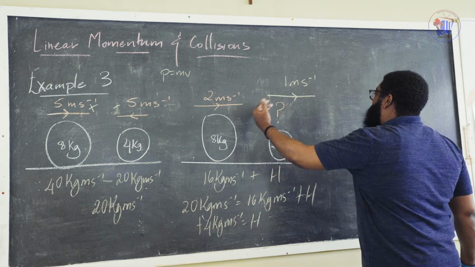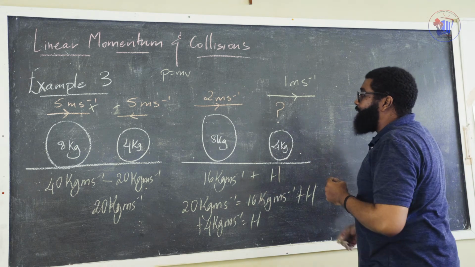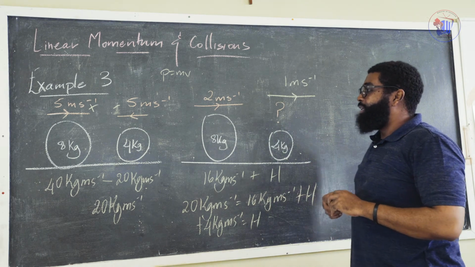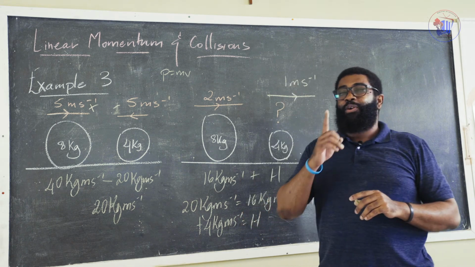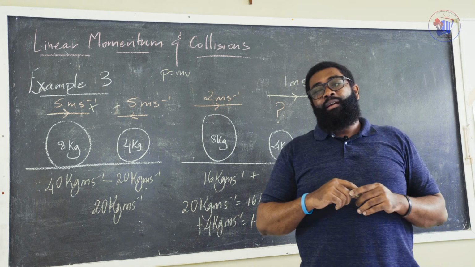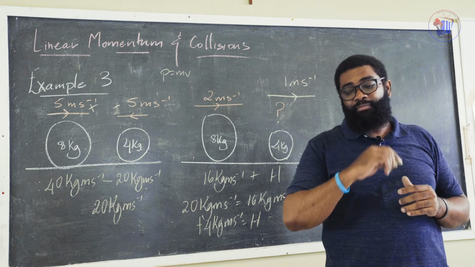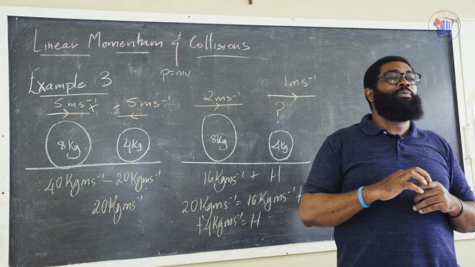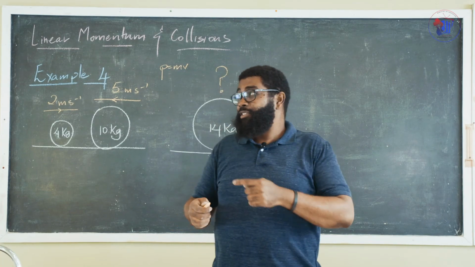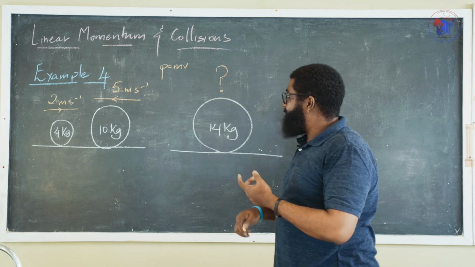Therefore, our velocity is 1 meter per second in that direction. This is our third example. Now, we have one more example to look at. I'll change my chalk and write my example on the board. I'll be right back. Chalk changed, example on board changed.